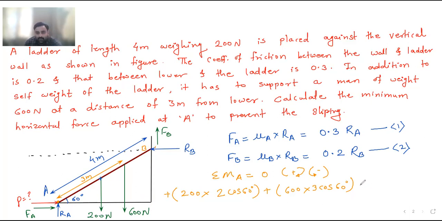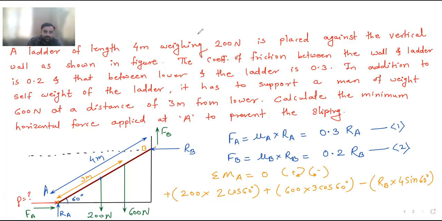So here I will write minus, because RB will rotate in anti-clockwise direction. See, RB is moving in this direction, so if you rotate this RB, it will rotate in anti-clockwise direction. So it is minus RB into 4 sin 60, whatever answer comes. Okay, is 4 sin 60 correct?